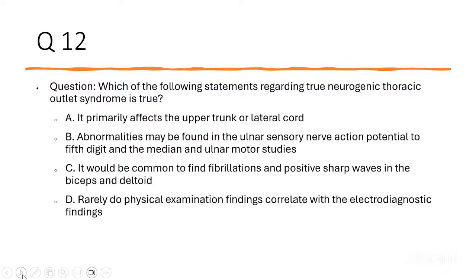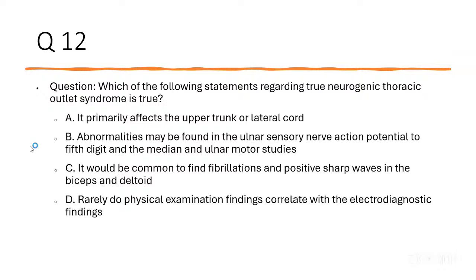Which of the following statements regarding true neurogenic thoracic outlet syndrome is true? It primarily affects the upper trunk or lateral cord. Abnormalities may be found in the ulnar sensory nerve action potential to the fifth digit and the median and ulnar motor studies. It would be common to find fibrillations and positive sharp waves in the biceps and deltoid. Rarely do physical examination findings correlate with the electrodiagnostic findings. What is the answer? Thoracic outlet.